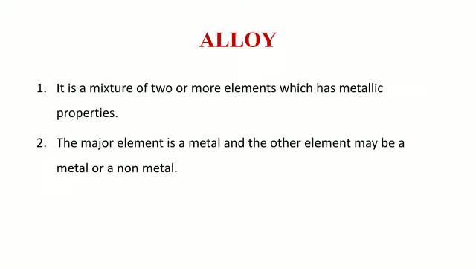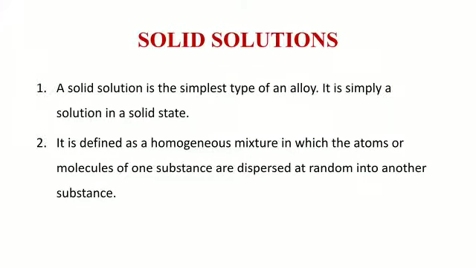What is alloy? It is a mixture of two or more elements which has metallic properties. The major element is a metal and the other element may be a metal or a non-metal. Solid solutions. A solid solution is the simplest type of an alloy. It is simply a solution in a solid state.